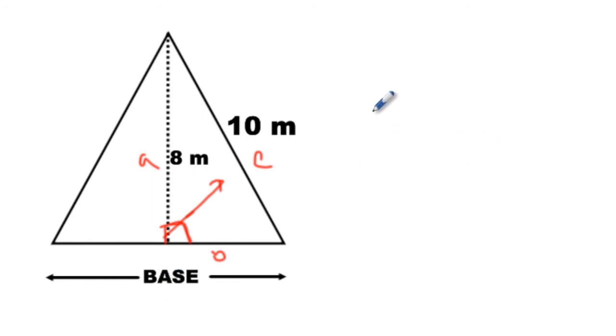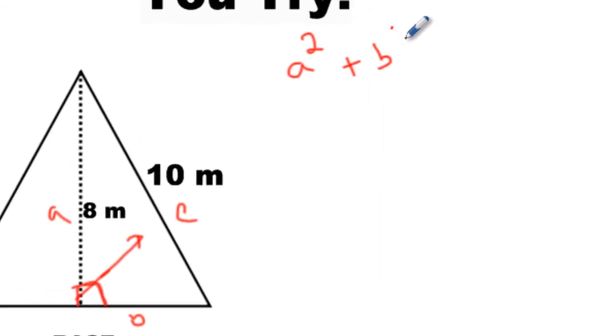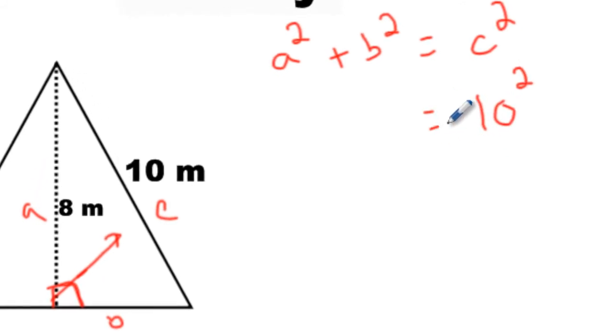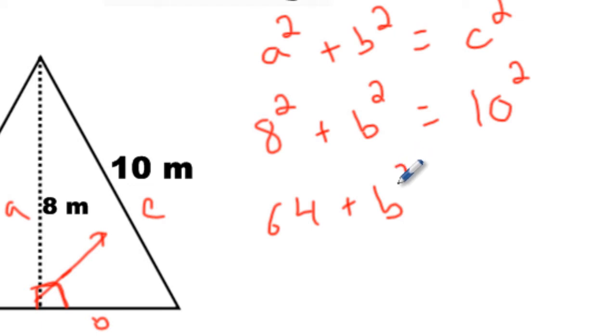Okay, you paused the video, you unpaused it. Let's go ahead and do this. A squared plus B squared equals C squared. That's step 1. Now substitute. C is 10. So I'm going to write 10 squared. B, I don't know B, so I'll just write B squared. Plus sign, and A is going to be 8. That's your setup. 64. B squared, and that's 100.